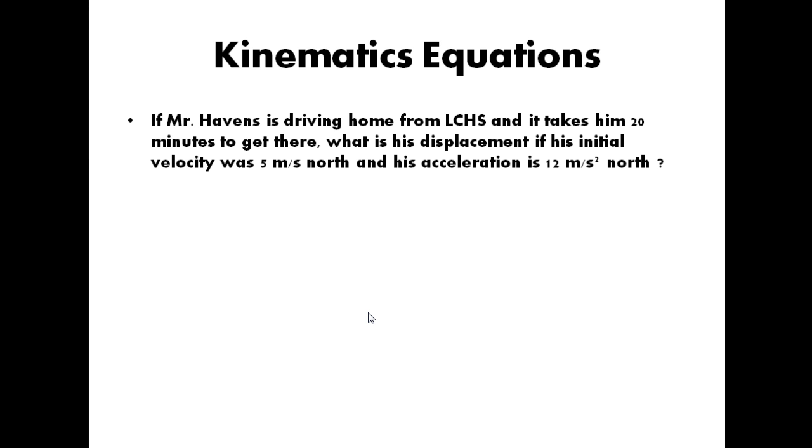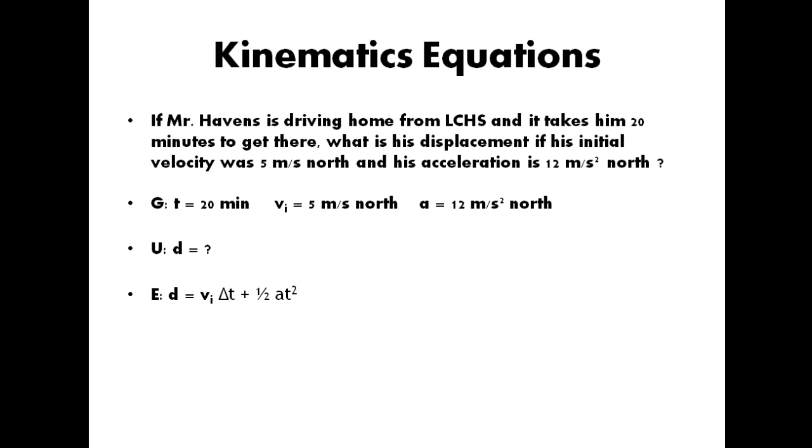So here's our example. If Mr. Havens is driving home from Lubbock Cooper High School and it takes him 20 minutes to get there, what is his displacement if his initial velocity was 5 meters per second north and his acceleration is 12 meters per second squared north? So once again, we'll use our GUESS method. We'll start out with our givens. Time is equal to 20 minutes. Initial velocity is 5 meters per second north, and acceleration is 12 meters per second squared north. What we want to know is our displacement. So now we need our equation. Our equation is displacement is equal to initial velocity times the change in time plus 1/2 acceleration times time squared.